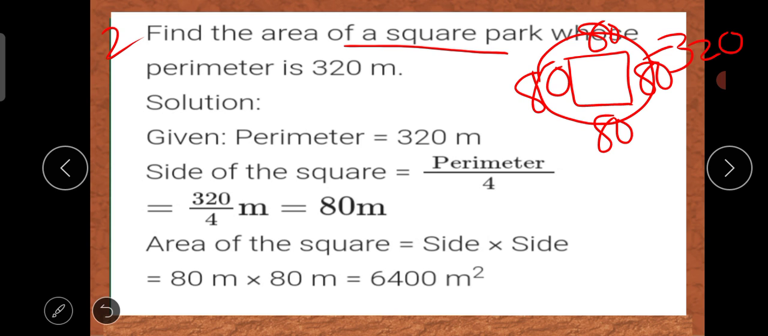So here we find one side of the square is 80 meter, and for the area of the square, again use the formula: side multiplied by side. So 80 is multiplied by 80, we get the answer 6,400 meter square.